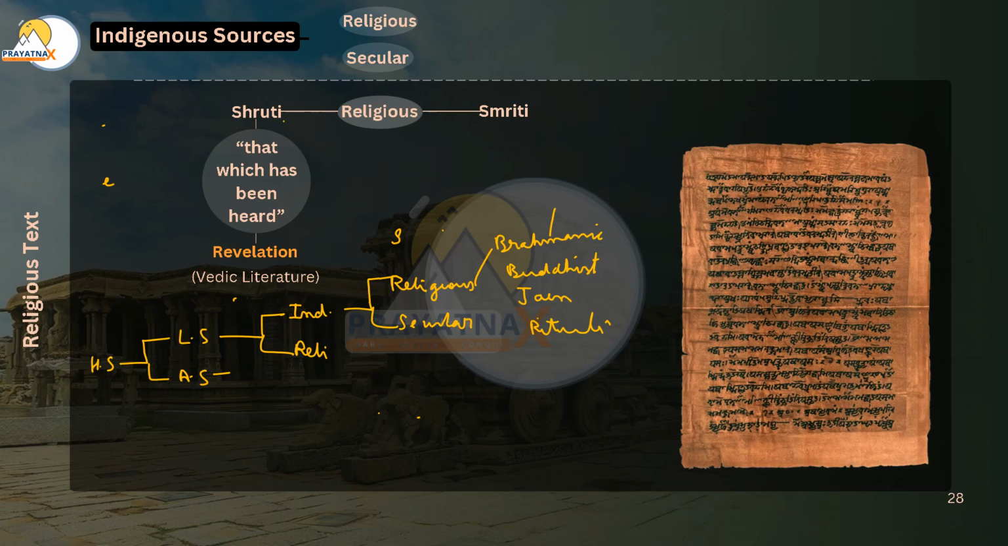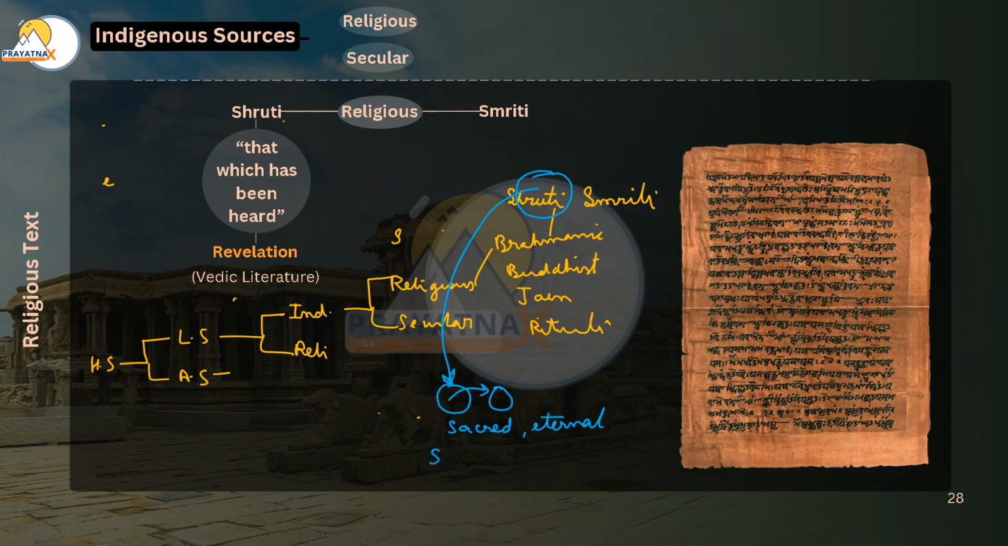Now, as far as Brahmanic texts are concerned, I already said it is classified into Shruti and Smriti. Now, Shruti basically means that which has been heard, and it includes those texts which are transmitted orally, generation by generation. Now, these are considered as sacred, eternal, and basically it is the unquestionable truth.